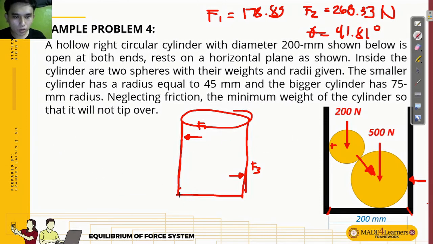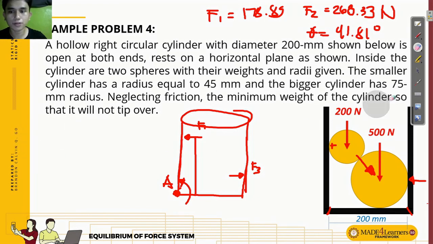Okay, kung atong kuhaon ang moment niya about this point, let's say kani siya point A. Okay, kani man ang critical. So naa tay moment na mo rotate siya counterclockwise tungod ning F1, di ba? And naa po tay F3 na mo rotate siya about point A clockwise, no? Siya mo balance. So, ang F1, which is equal to 178.89 times yung moment arm. So, pila yung moment arm, class?